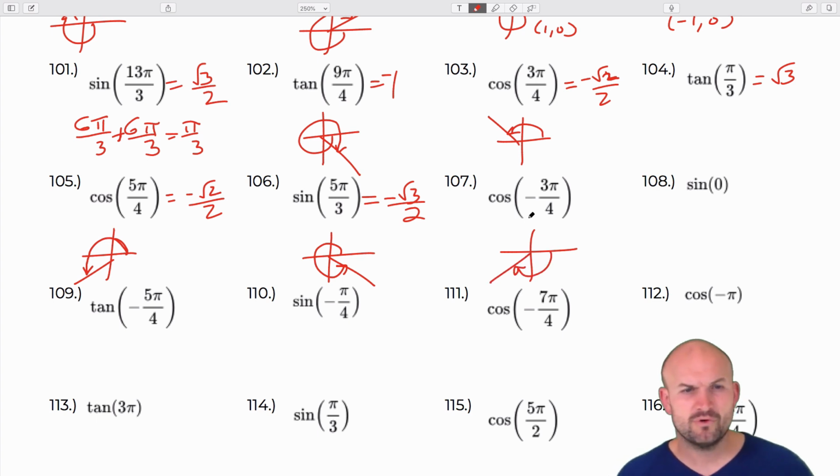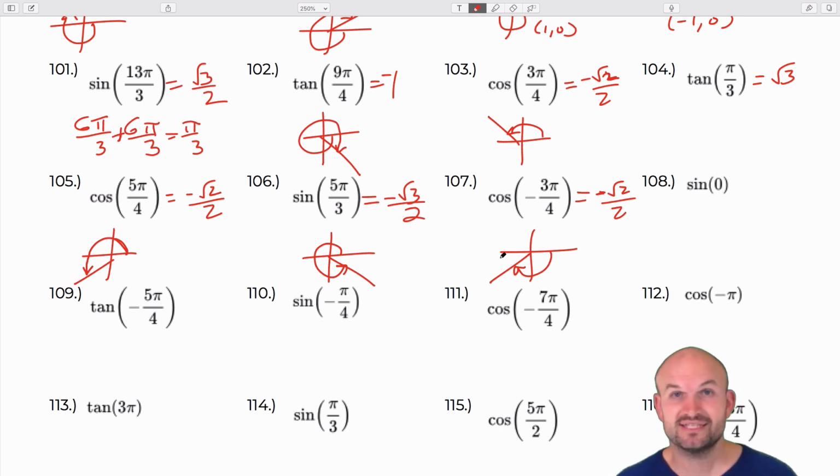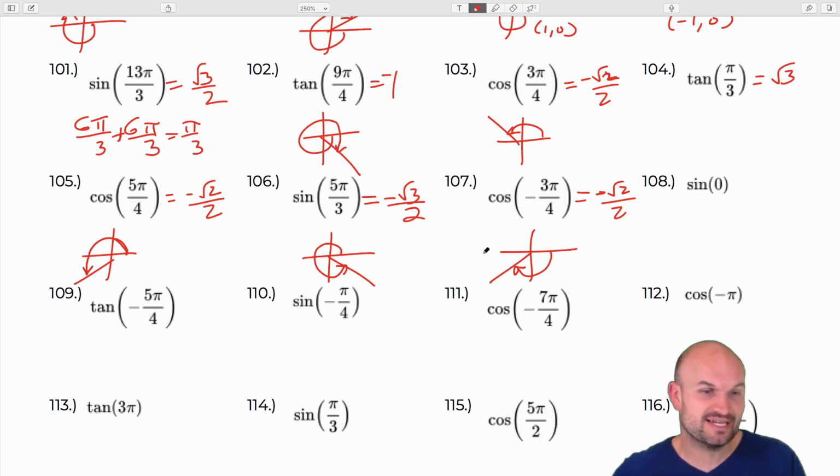Reference angle is pi over 4. And it's in the second quadrant. So again, these two answers are exactly the same. Cool. Both have the same reference angle and they're both in the same quadrant. So if they have the same reference angle and they're in the same quadrant, their answers will be the same.